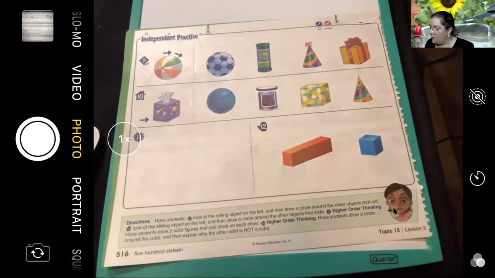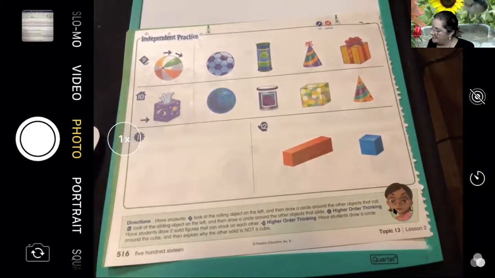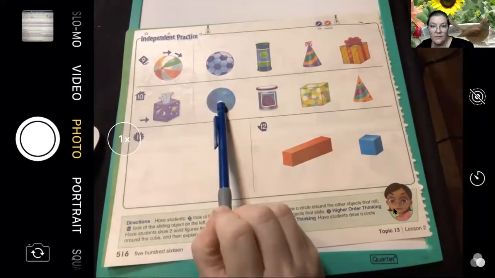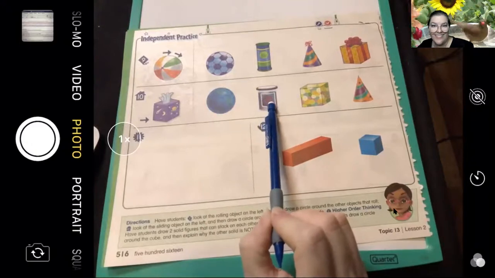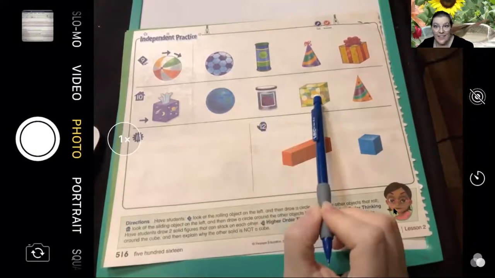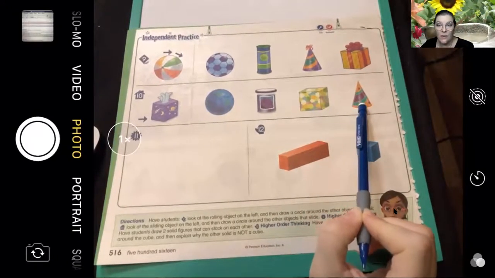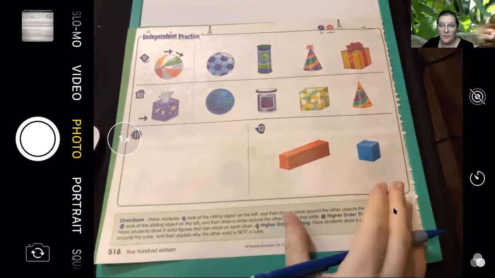All right, so now let's move on to number 10. If you need more time, go ahead and pause the video. You're going to look at the sliding object on the left. And then you're going to draw a circle around the other objects that slide. Only the objects that slide. So, does this slide? Does this slide? Does this slide? Does this slide? So you're going to circle only the objects that slide. Go ahead and do that now.